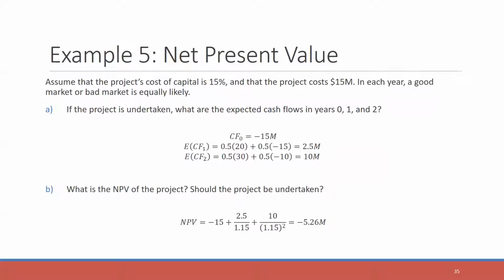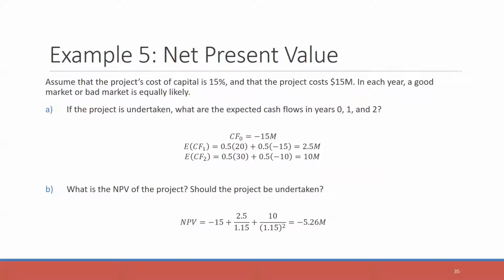In each year, a good market or a bad market is equally likely, meaning because we have 2 market conditions, it's a 50-50 toss-up. If we had 3 market conditions, it would be a third, a third, a third. If we had 4 market conditions, it would be a quarter, a quarter, a quarter, and so on. So in this example, the market conditions are equally likely. We'll do plenty of examples where the market conditions are not equally likely. So let's solve it out.